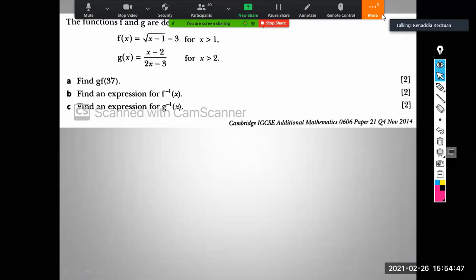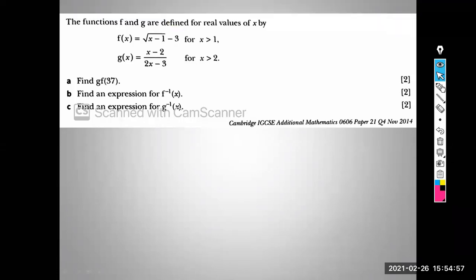Quadratic equation is a curve graph. Yes, quadratic equation is a curve graph. Is it 1 over 6? No, I got 1 over 3, teacher. Okay, yes, the answer is 1 over 3. Very good.